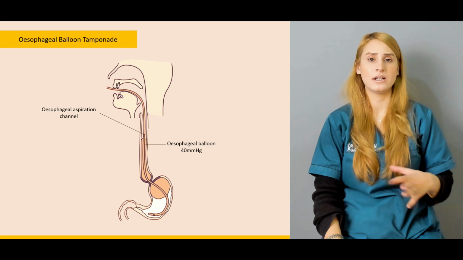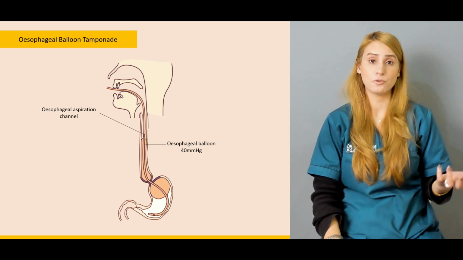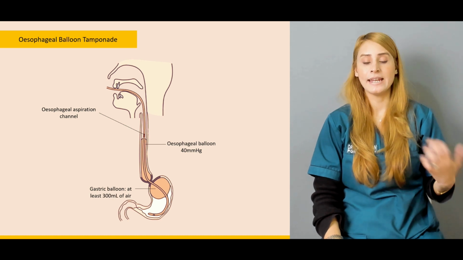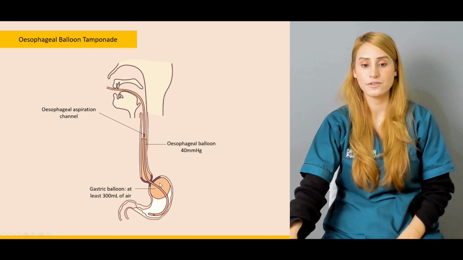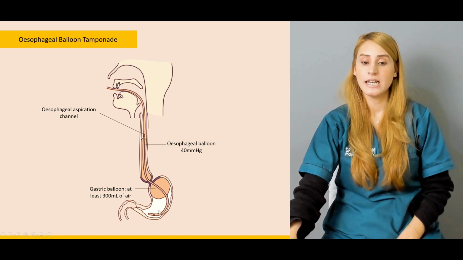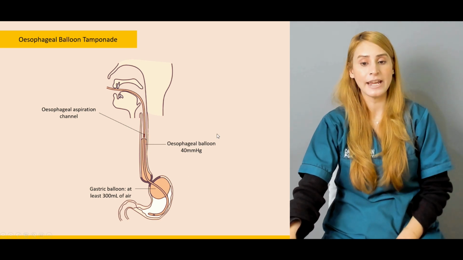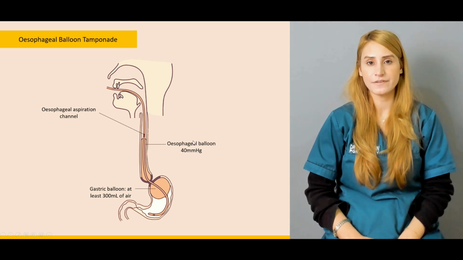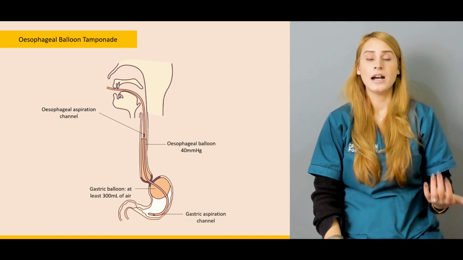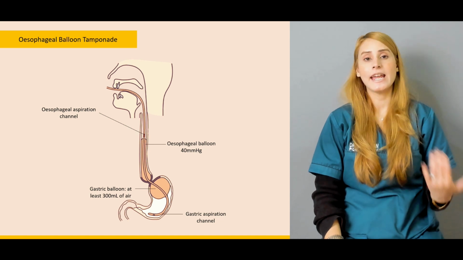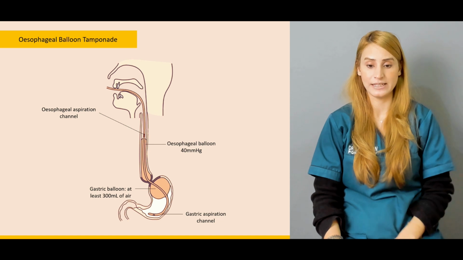And usually the pressure you have to keep is about 40 millimeters of mercury. There are two kinds of balloons, the esophageal balloon and the gastric balloon. You inflate the gastric balloon with almost 300 ml of air, and you keep the pressure of the esophageal balloon at 40. So the basic mechanism is generating a pressure effect, and that pressure effect helps in controlling the bleeding.